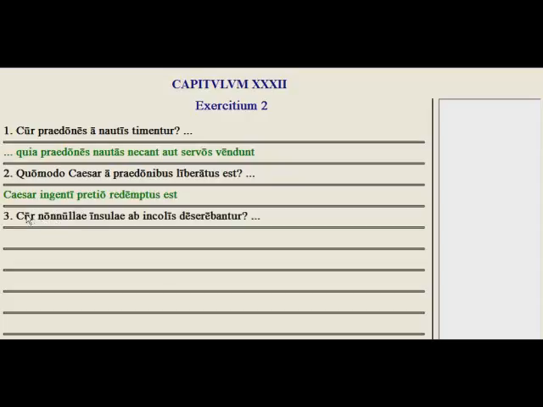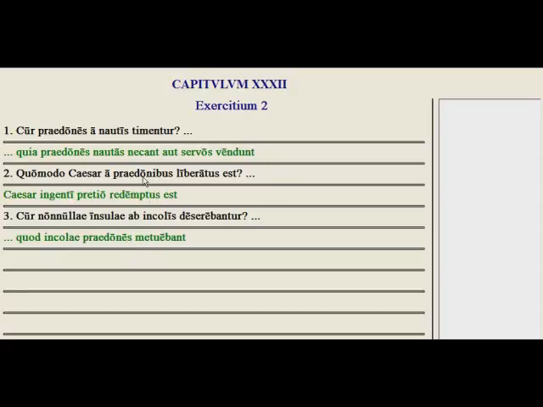And the last one we'll try. Cur non nullae insulae ab incolis deserebantur? Why were several islands being deserted by the inhabitants? Well, insulae ab incolis deserebantur, quia petebantur ab praedonibus, because they were being attacked by pirates. Quod incolae praedones metuebant, because the inhabitants were afraid of the pirates.